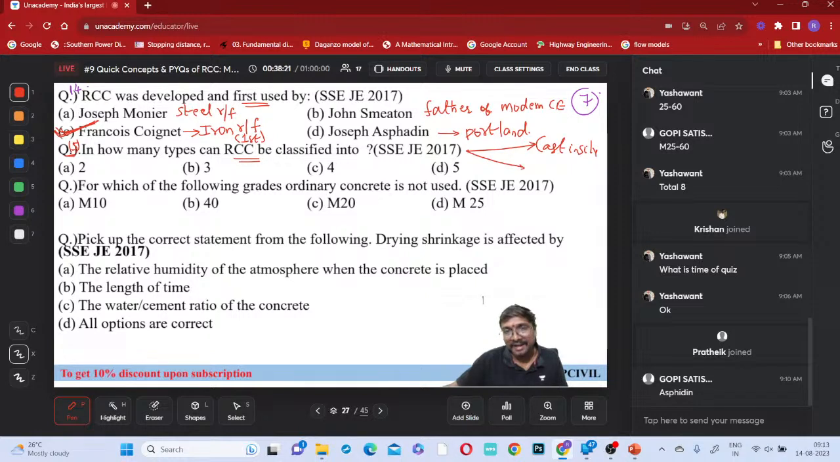What is the meaning of this cast in situ? We will be manufacturing each and everything at the site only. And what is the next one? Precast. Now, what is the meaning of this precast? We will be making the wall panels, slab panels, everything beforehand, and we'll bring it to the site, right? So which one is it? Option 2 will be the correct answer, right?